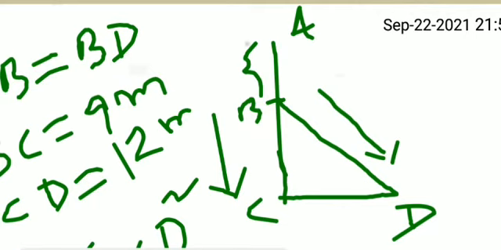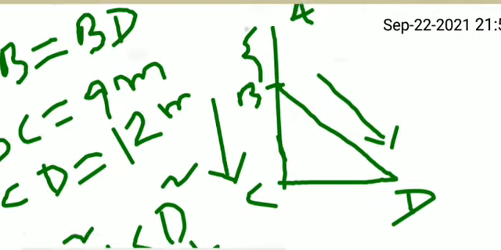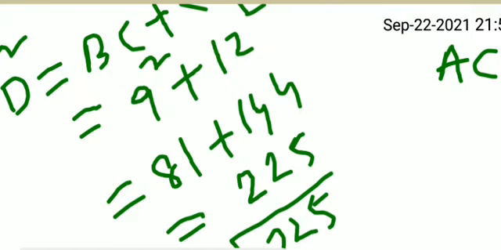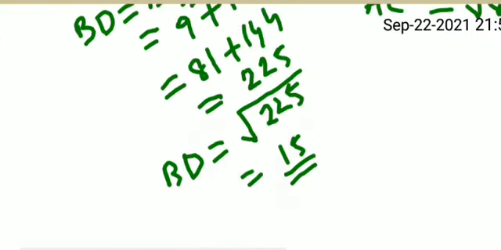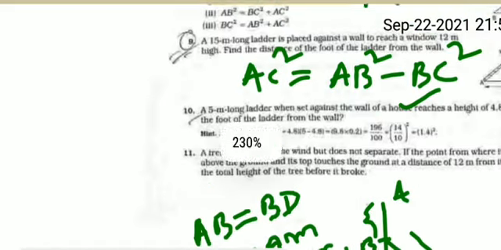Clear? So here AB is 15 and BC is 9. So the total length of the tree will be 15 plus 9, that means 24 meter. So the total length of the tree will be 24 meter. Understand? So hope that you can do it yourself.